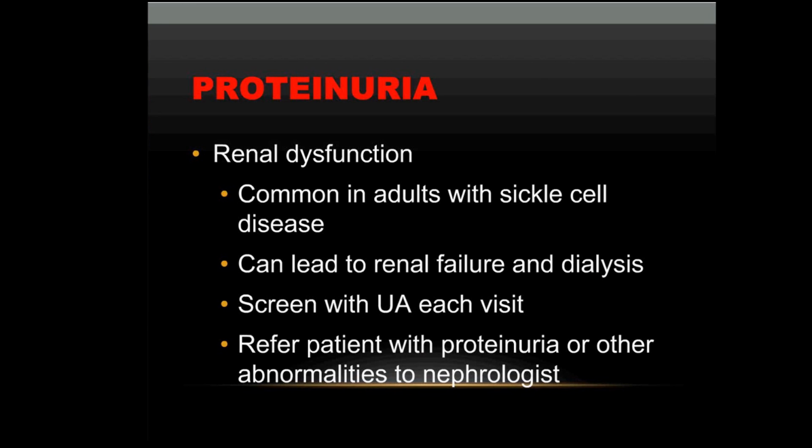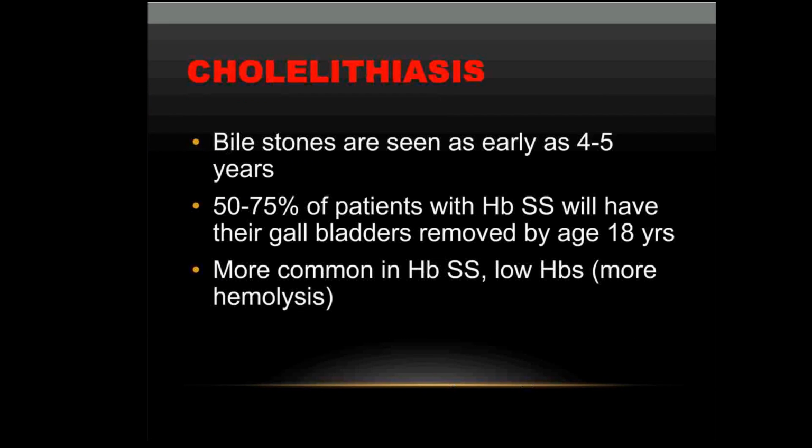That's graphic, but anyway, it occurs in 38 to 42% of all adults with hemoglobin SS at least once in life. Proteinuria is another issue. Renal dysfunction is very common in adults with sickle cell disease, and it can lead to renal failure and the need for dialysis. So whenever you're seeing a patient with sickle cell disease, you need to screen them with a UA, and you need to refer the patient that has proteinuria or any other such abnormalities onto a nephrologist.